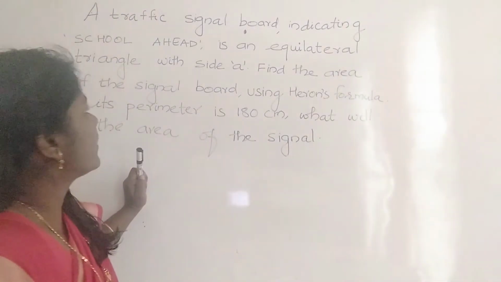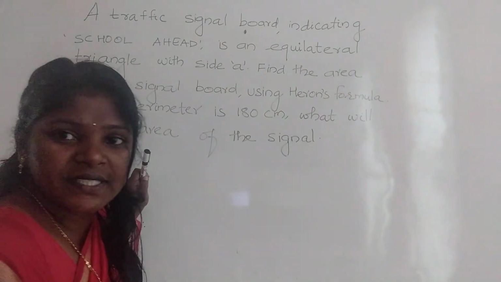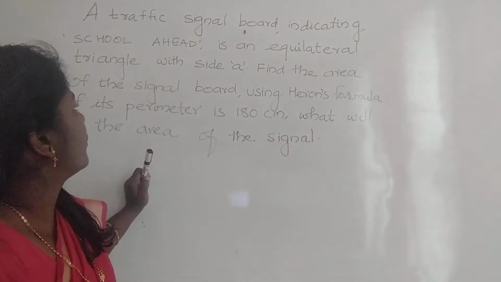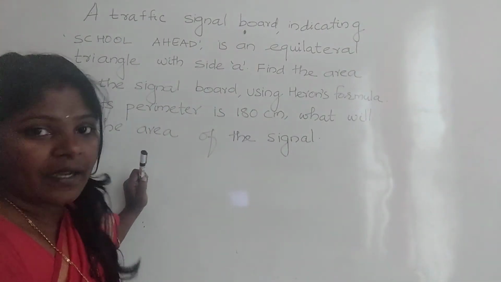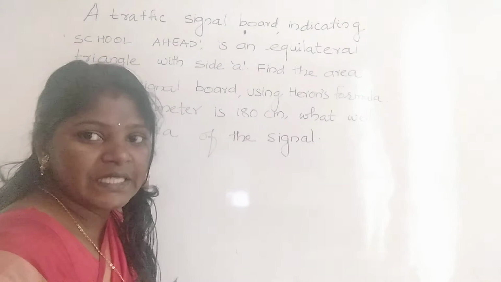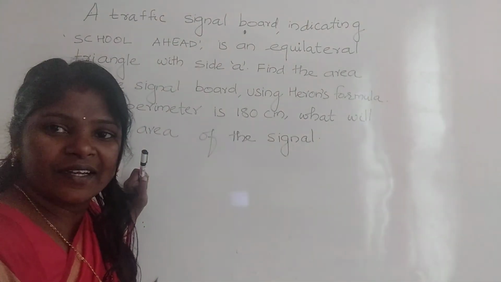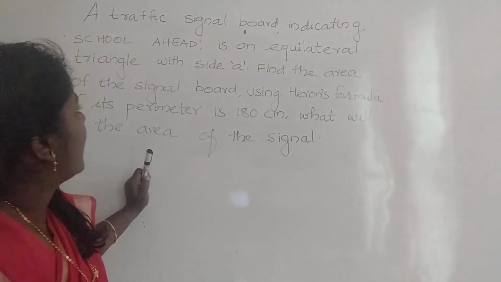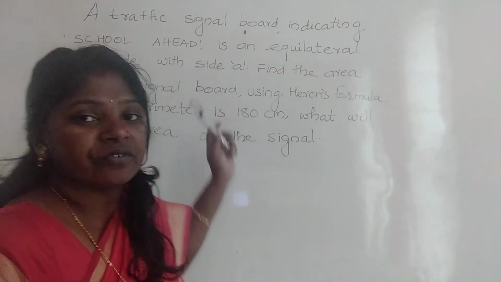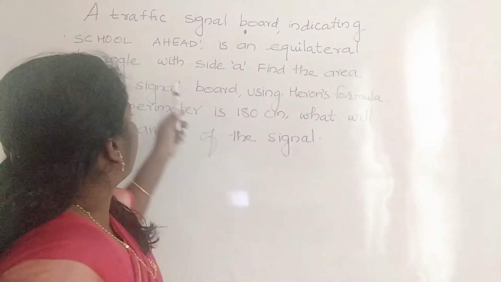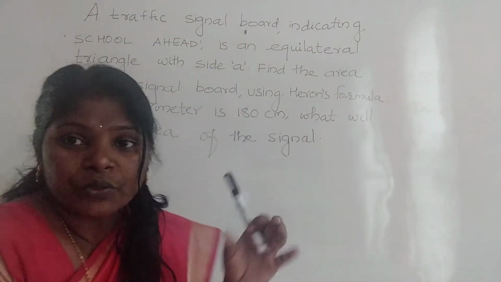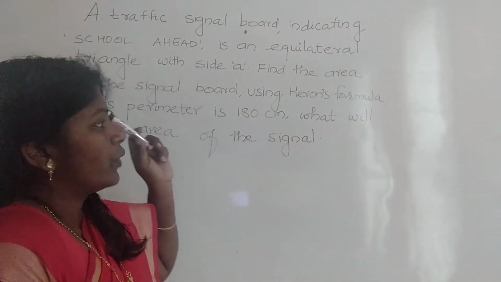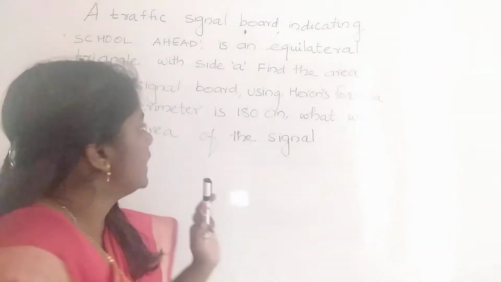What is given here? A traffic signal board. What does it indicate? It indicates the school ahead. That is the signal board, which is an equilateral triangle. What is the shape of that board? Equilateral triangle. What do you mean by equilateral triangle? A triangle with equal sides. They didn't give the measure of this side, but they told that we should take that side as A. Find the area of the signal board. Okay, what should we find? We should find the area of the signal board.